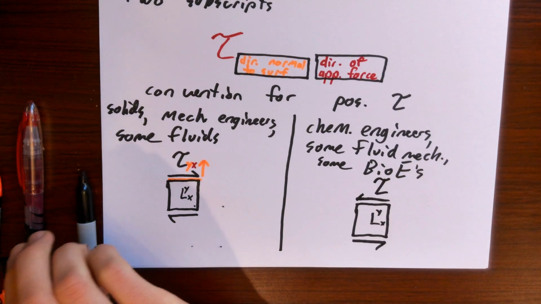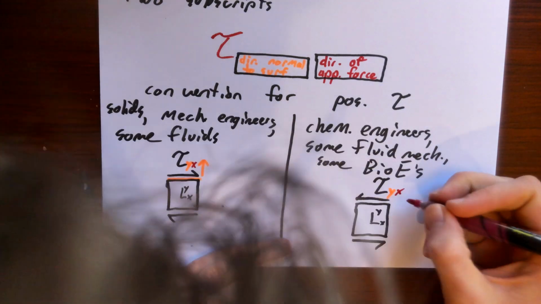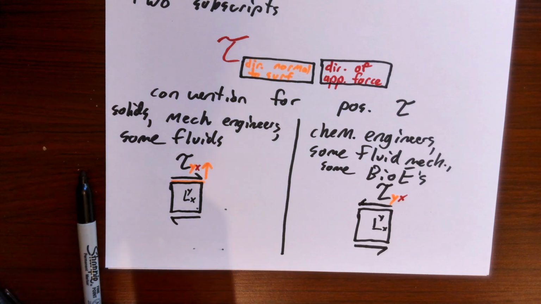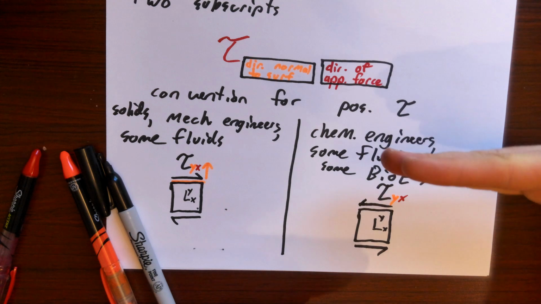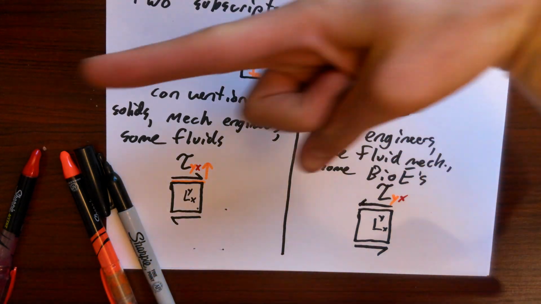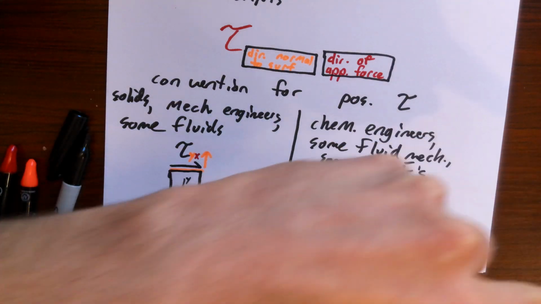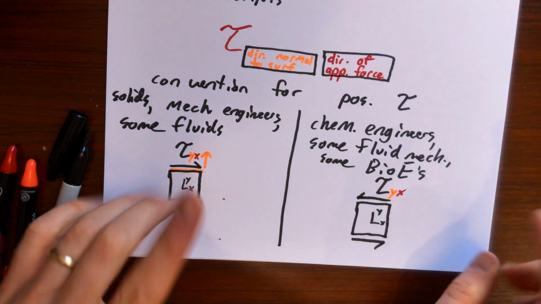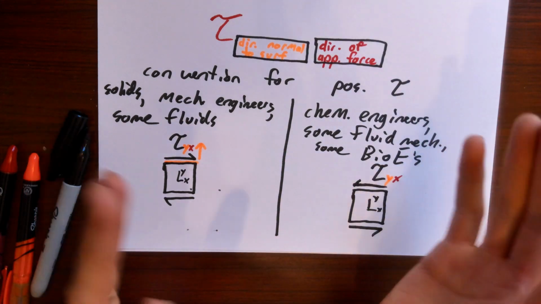So it's still tau yx, in the sense that the order of these two subscripts is the same, but chemical engineers have all agreed that positive shear stress does this, and mechanical engineers all agree that positive shear stress does this. But they can't agree with each other on what positive shear stress means. And the result is sometimes people end up with negative signs when they shouldn't have.